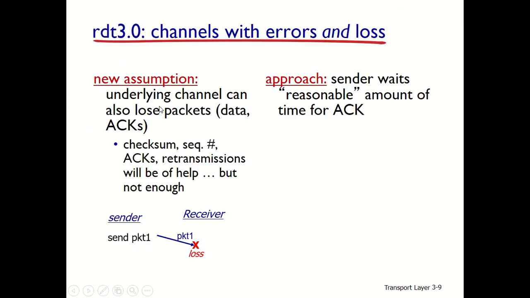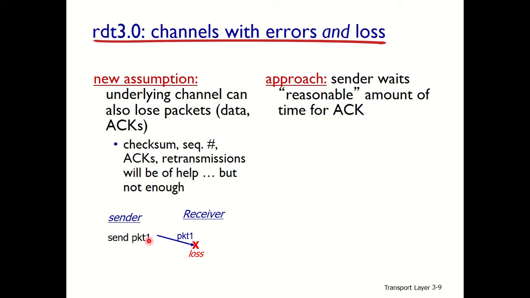By packet loss, what do we mean? We mean that the data packet can be lost or the acknowledgement can be lost. So if the underlying channel can experience packet loss, data packet or acknowledgement can be lost, then are the checksum, sequence number, acknowledgement, sequence number with acknowledgement numbers, and retransmission that we are already using helpful? Are they sufficient? No. They are not sufficient.